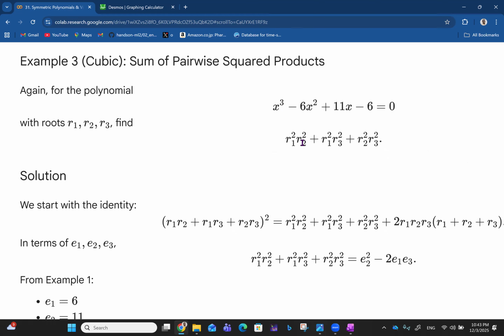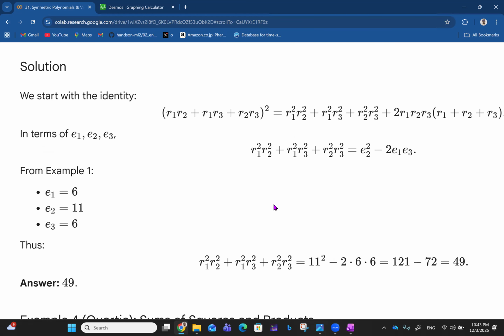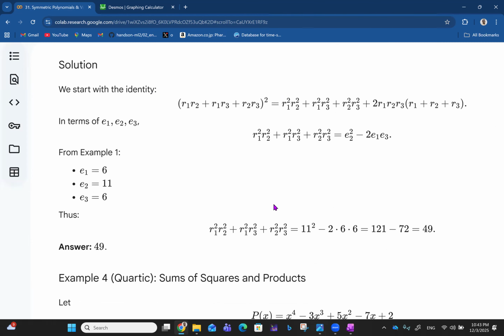Once you see each of them squared like this, the best way to go is to forget about the original thing and start with the identity: (R1R2 + R1R3 + R2R3) squared. When you square it and expand everything, you're going to have for sure the square of each one, R1R2 squared and so on, plus 2 times R1R2R3 times (R1 + R2 + R3). That's the easy way to go.